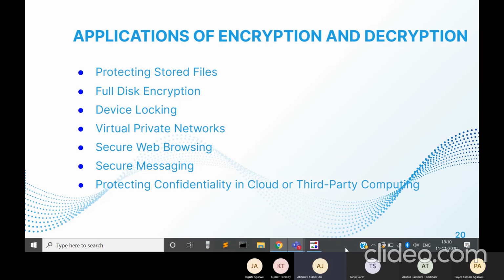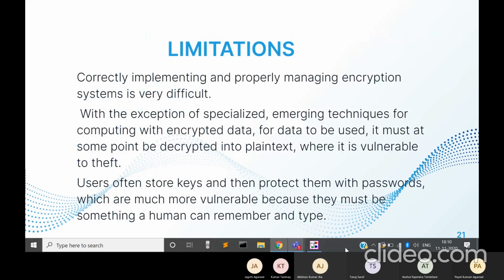Now we come to the limitations part. Correctly implementing and properly managing encryption systems is a very difficult task. With the exception of specialized emerging techniques for computing with encrypted data, for data to be used, it must at some point be decrypted into plain text, where it is vulnerable to theft. Users often store keys and then protect them with passwords, which are much more vulnerable because they must be something a human can remember and type.